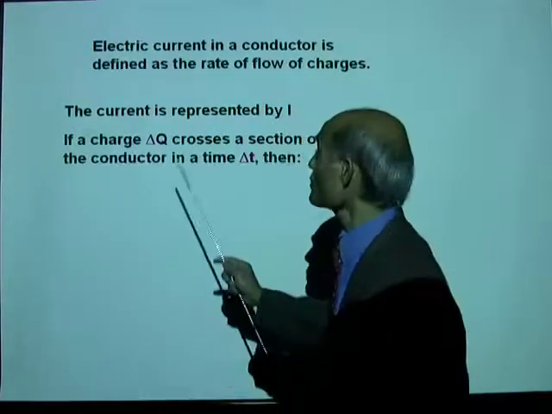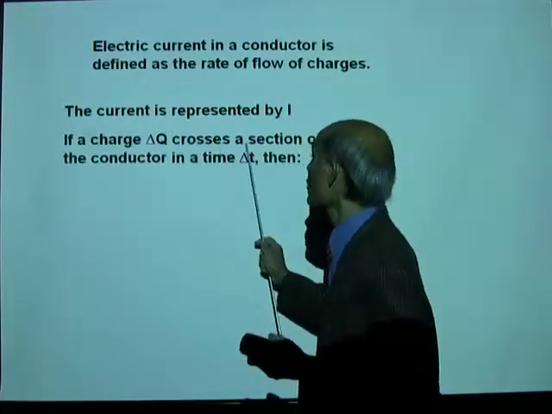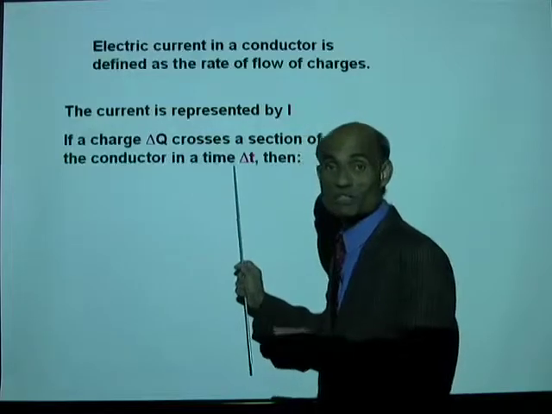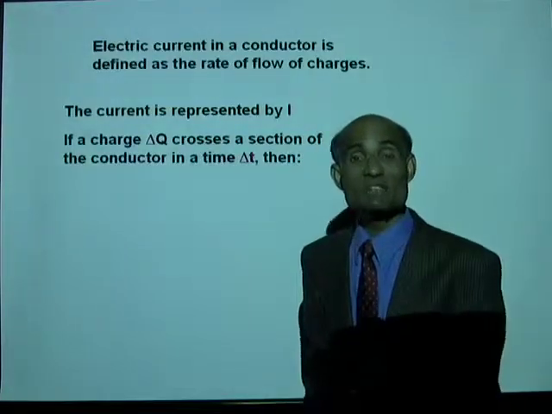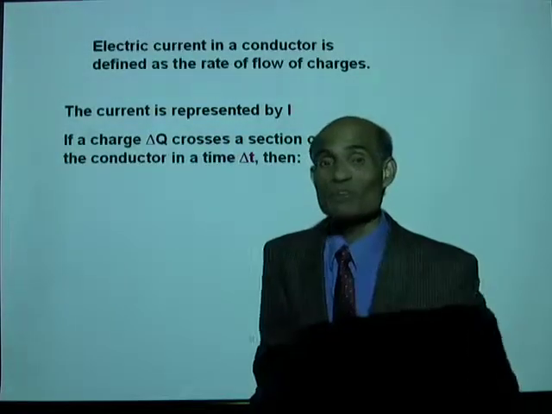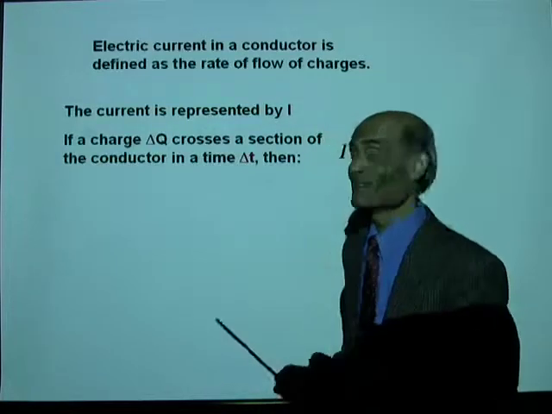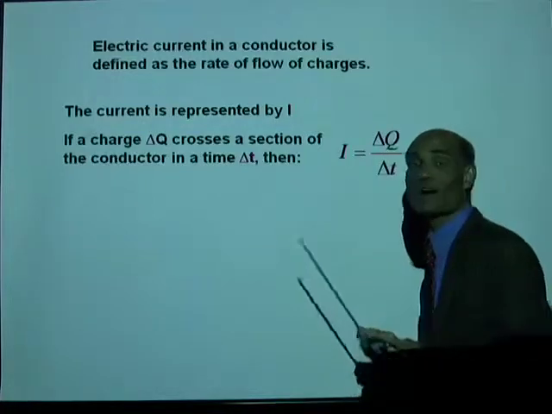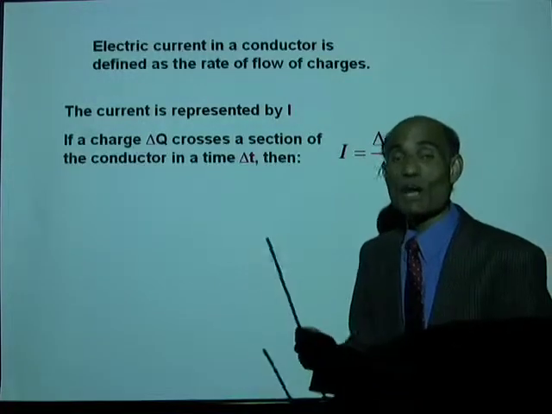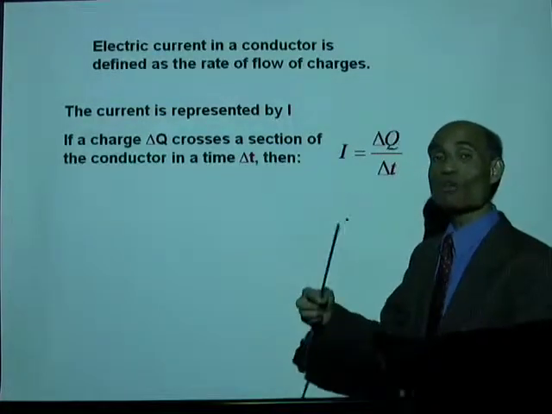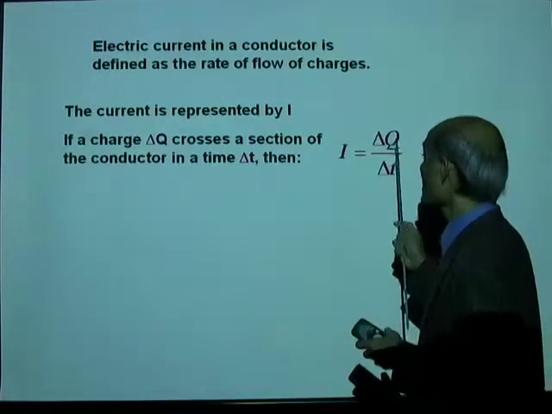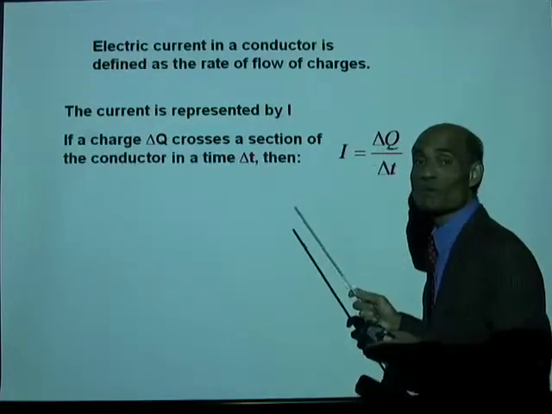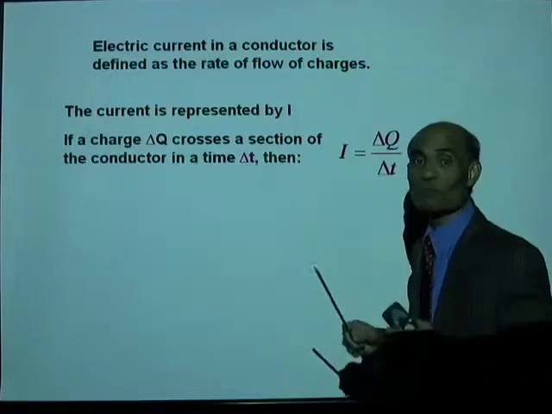Now, if a charge delta Q crosses a section of a conductor in a time delta T, then what is current equal to? Well, current I equals delta Q divided by delta T. Current is the rate of flow of charge. Alright, can you look at this definition and tell me what is the unit for measuring current?